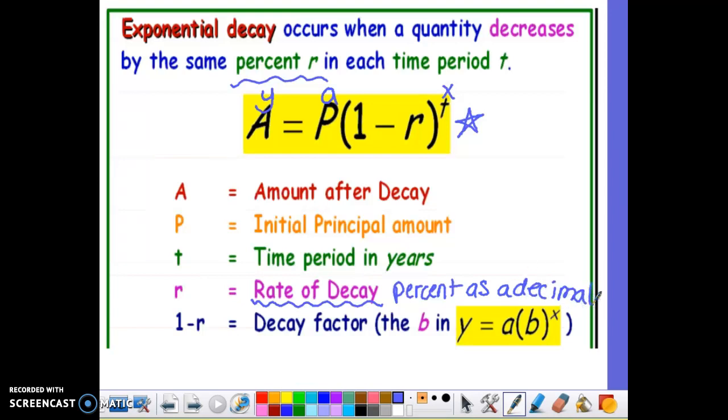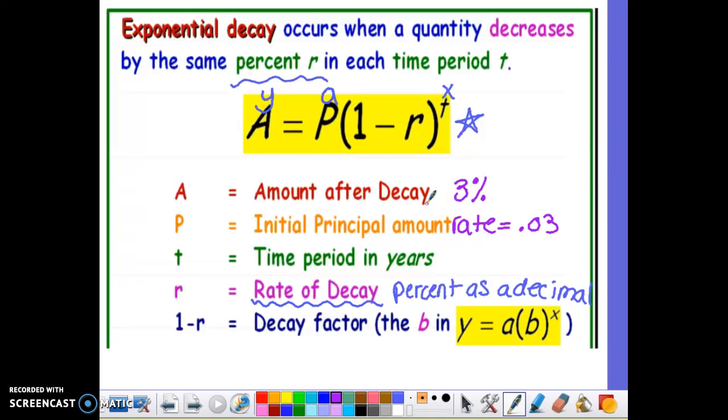So just to recap, if I tell you that you are decreasing by 3%, and I ask you what the percent was, you'd say 3%. If I ask you what that rate is, you would say 0.03. You always have to move the decimal over 2 places, or think about dividing that percent by 100.